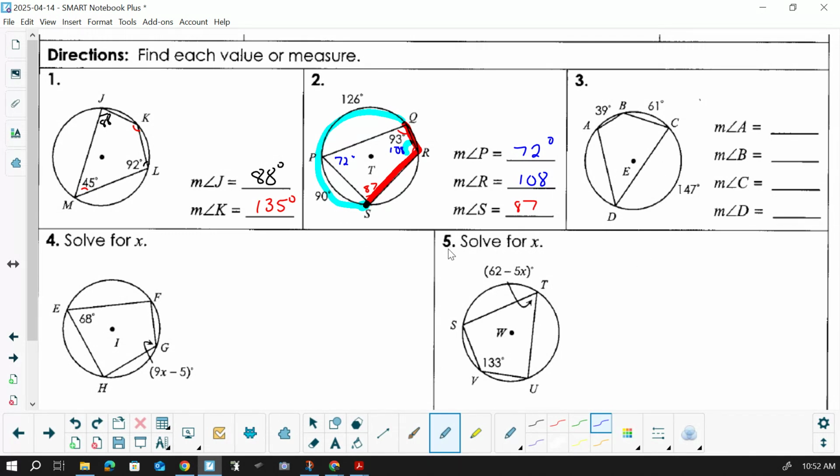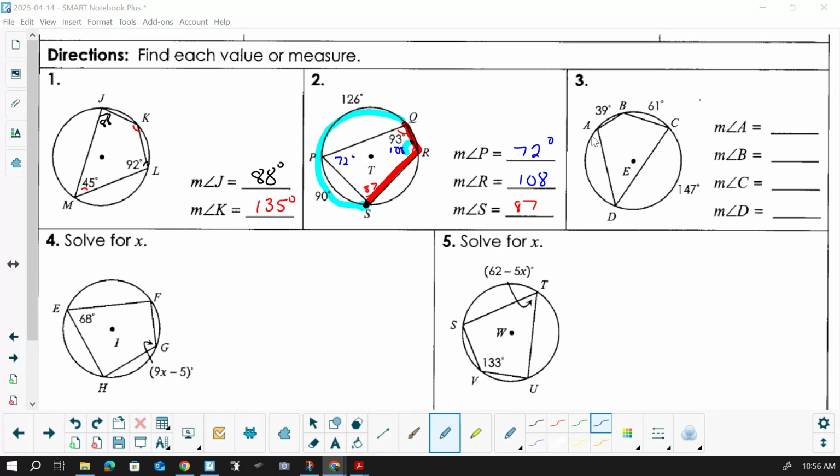Let's skip down to number 5. Let's see here. Actually, I might go ahead and do number 3. Okay, number 3. Let's see here.